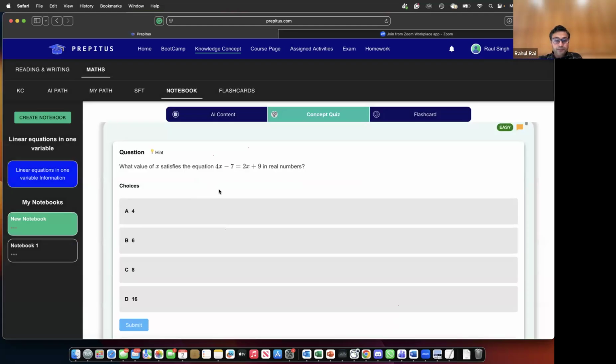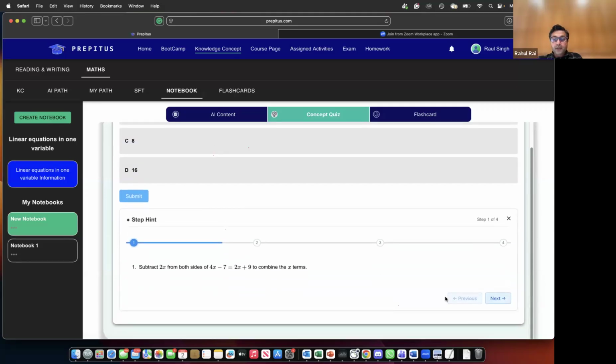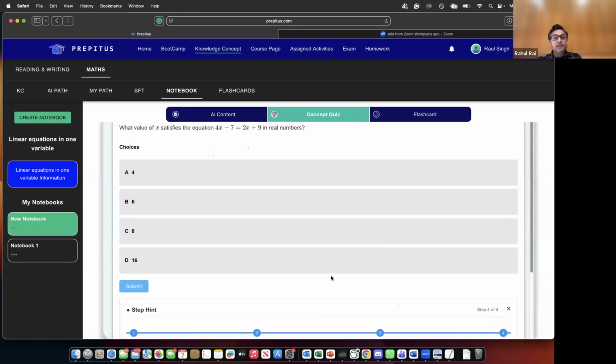Try to get a step hint, and it will say, okay, subtract this one, and does this allow you to solve the problem or not? If not, then you can go to the next step of this hint. You can get the second hint. Similarly, you can proceed and get all the stepwise hints that will allow you to solve the overall problem.